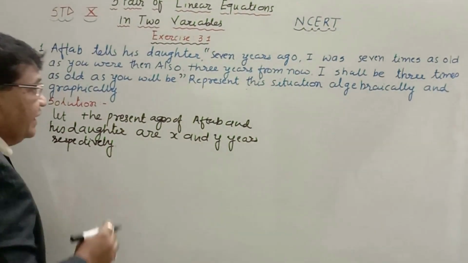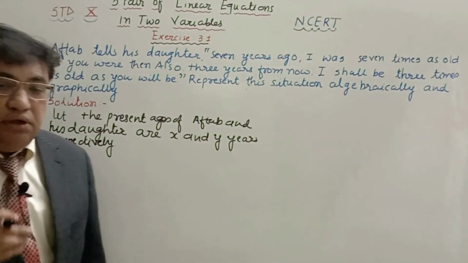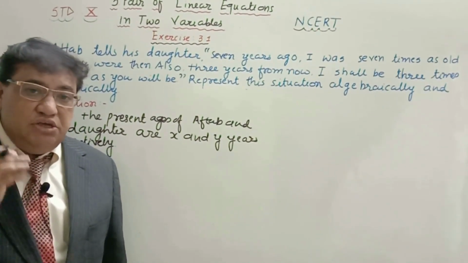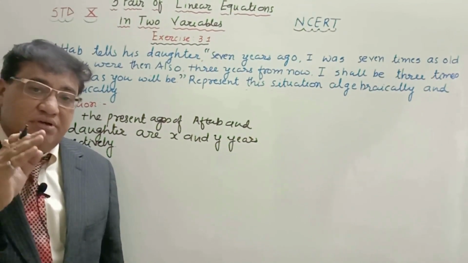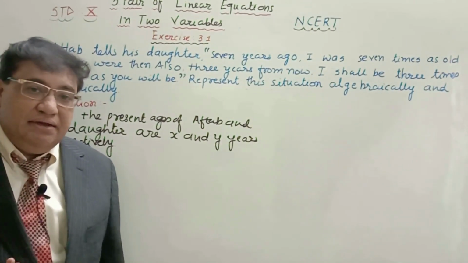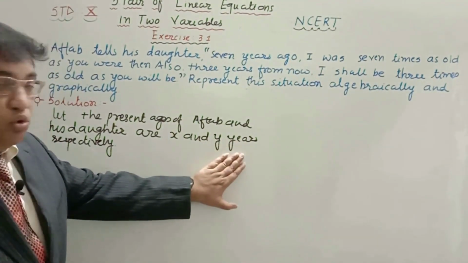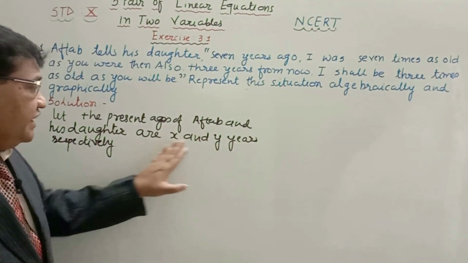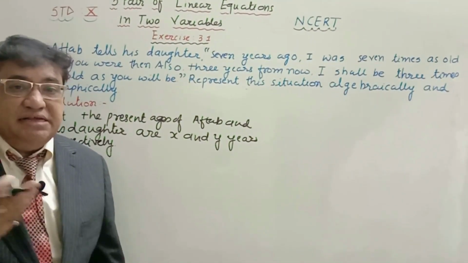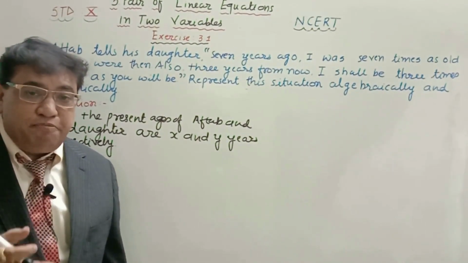So here given that 7 years ago, I want to ask question. Your present age is 15 years. What is your age before 7 years? 15 minus 7, it is 8 years. आपने क्या किया? 7 को subtract किया present age में से. So 7 years ago, what was the age of Aftab? That is the present age minus 7. What was the age of his daughter? That is present is Y minus 7.